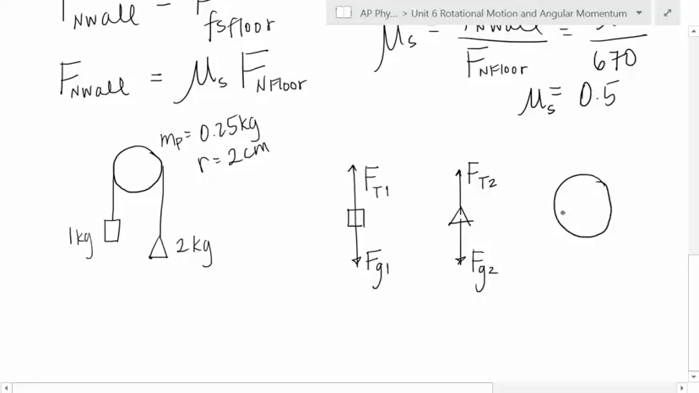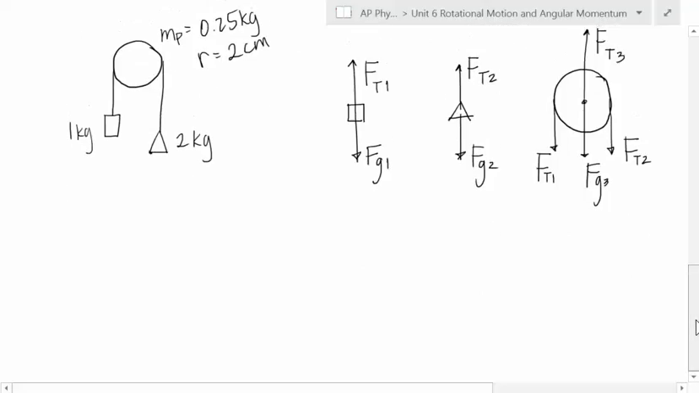And the disc has a couple of different forces acting on it. It definitely has its weight, and I'll call it FG3. And it definitely has some sort of FT3, a tension force holding it up. All right. And then this would be FT1, because that's the tension coming off the left side and attached to the 1 kilogram object. And then over here you've got your FT2, and that's the tension attached to the 2 kilogram object. So you guys had that drawn out nicely.